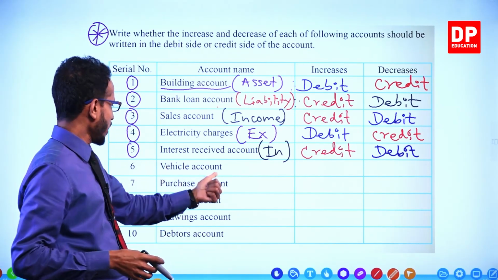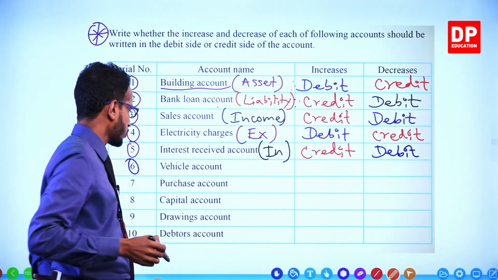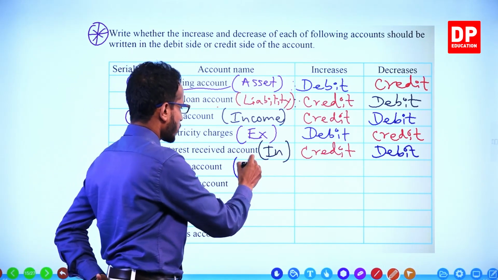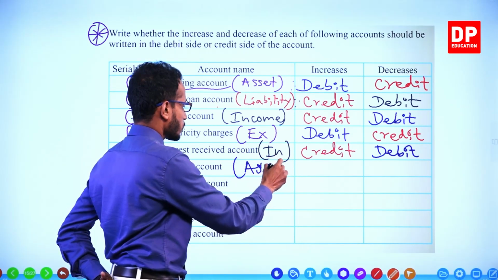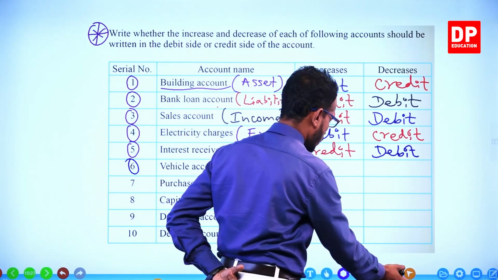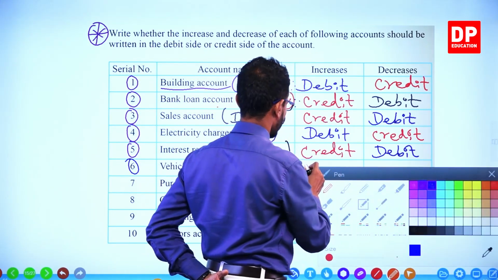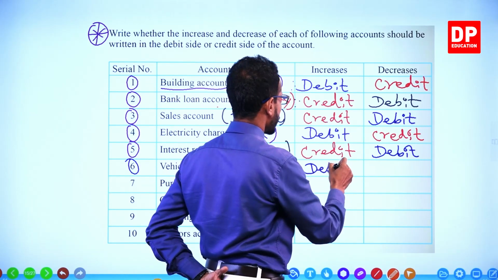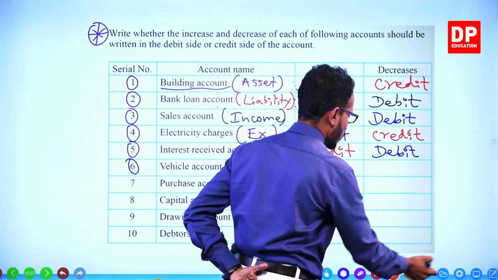So vehicle account, we are moving on with this question. Vehicle account is an asset account. Assets are always increasing debit. Then decreasing credit.